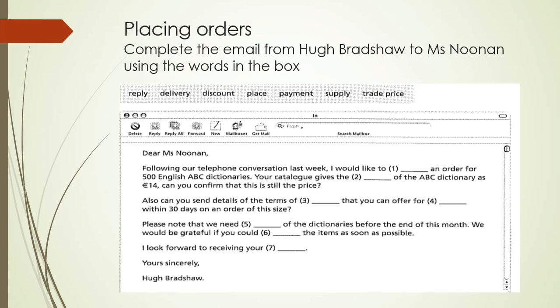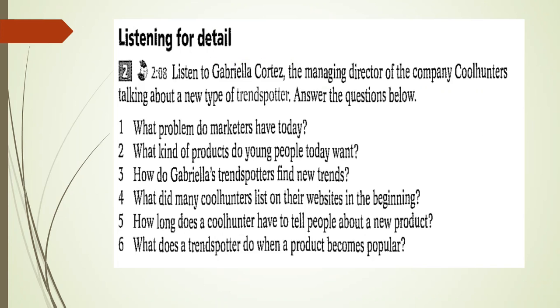Placing orders. Complete the email from Hog Braid Show to Miss Noonan using the words in the box. These words here, I think that you can see them here: delivery, discount, place, payment, supply, trade, price. And of course they were given for you.